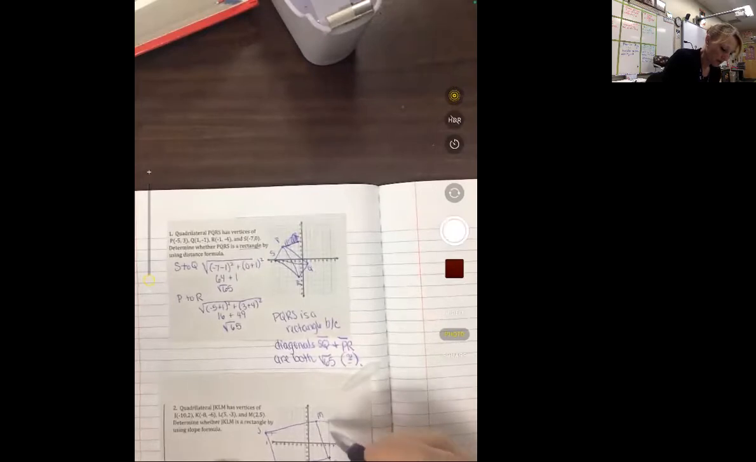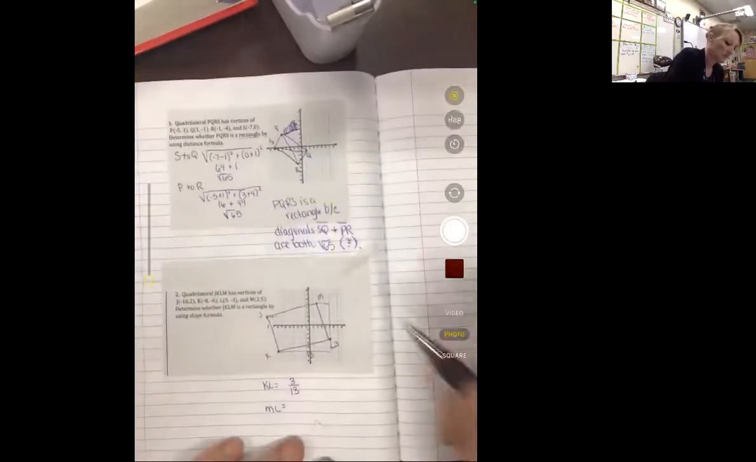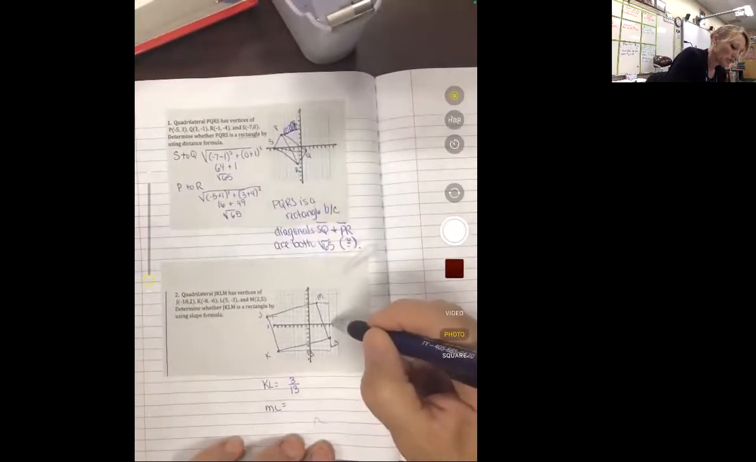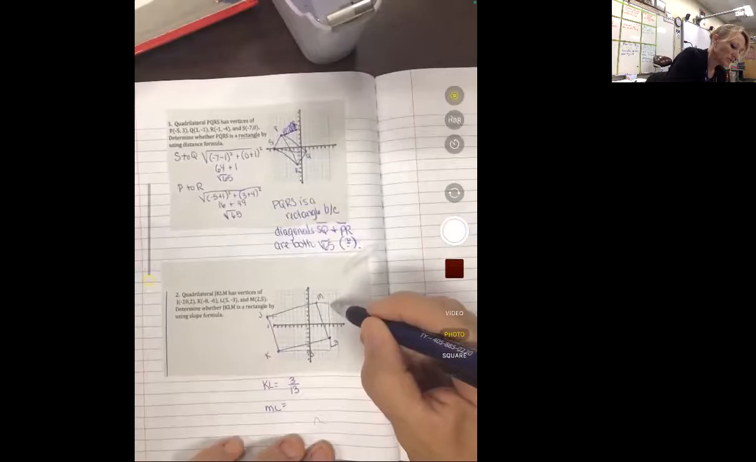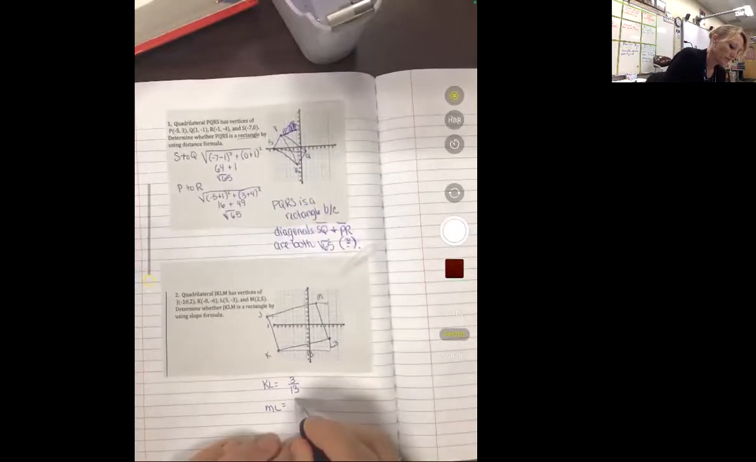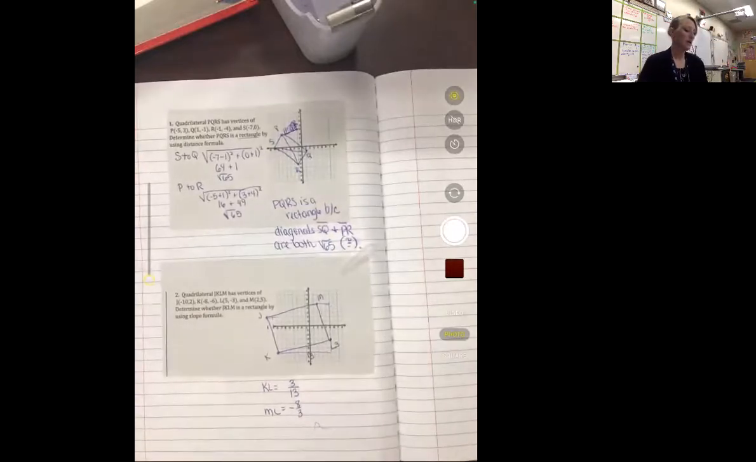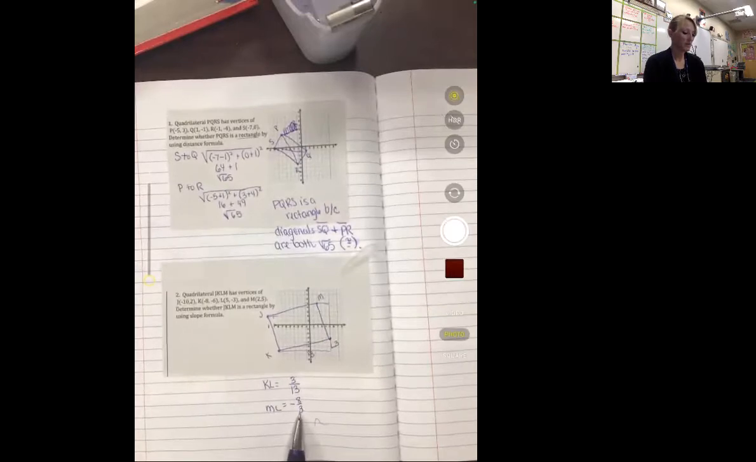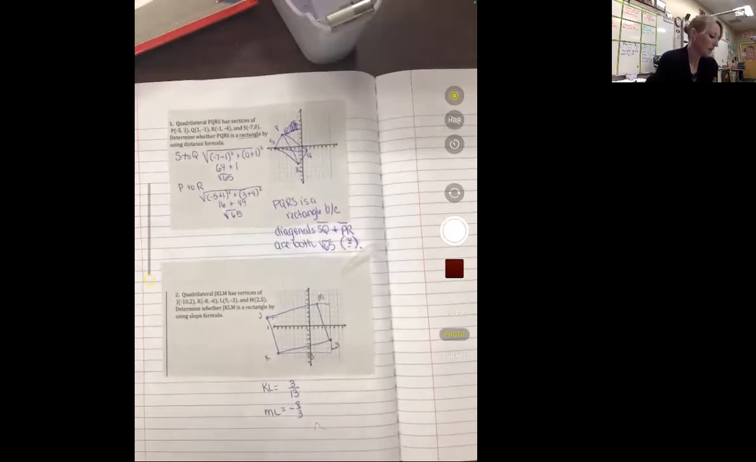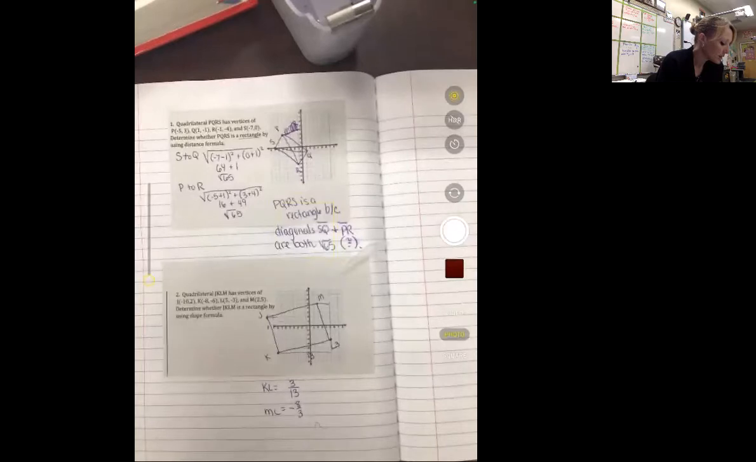And then ML, 1, 2, 3, 4, 5, 6, 7, 8 over 3. And that's -8 over 3. Well, that tells me right there that it's impossible that that's a right angle, because this would have to be opposite and inverse for it to be a right angle, unless I just graphed it wrong, which I don't think I did.